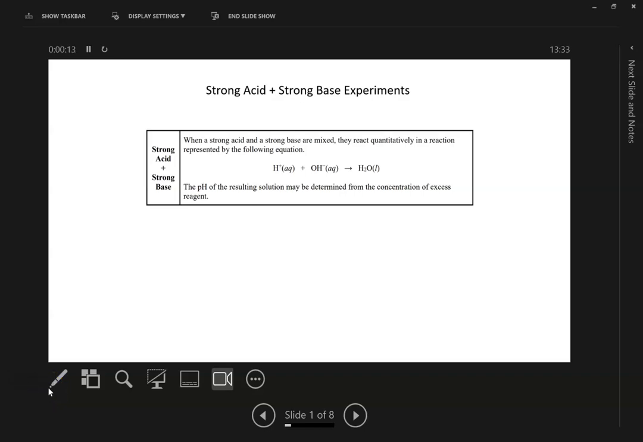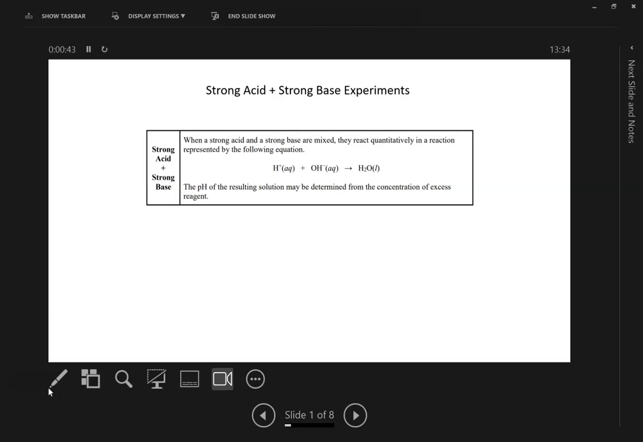All right, this is the first of several videos about the reactions that occur between acids, may they be strong or weak, and bases, they may be strong or weak. So we've really got four categories: strong acid, strong base; strong acid, weak base; weak acid, strong base; and weak acid, weak base.